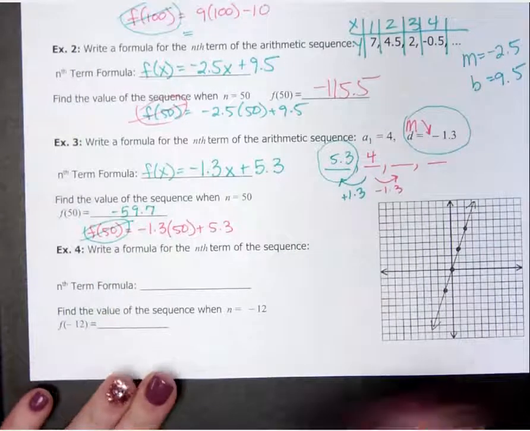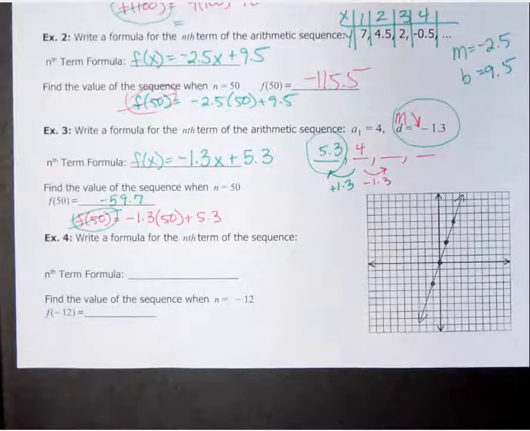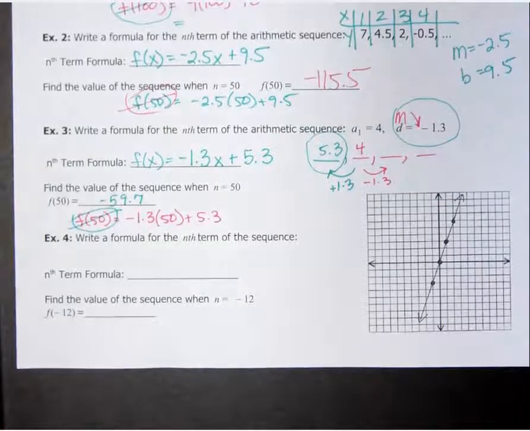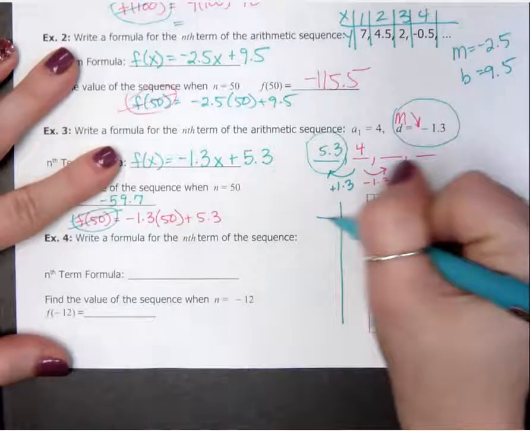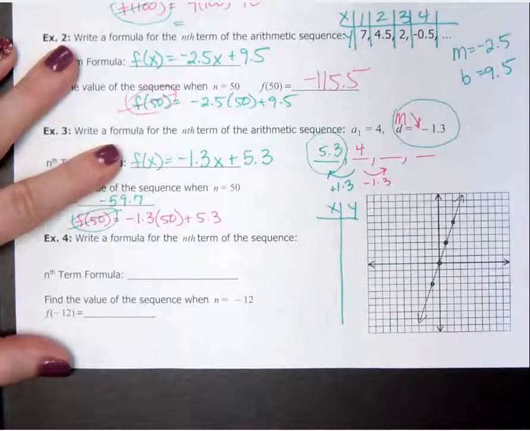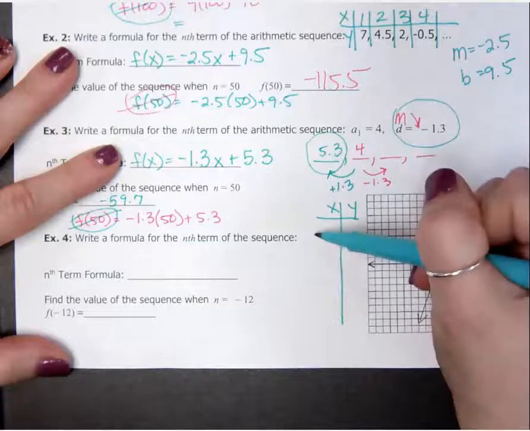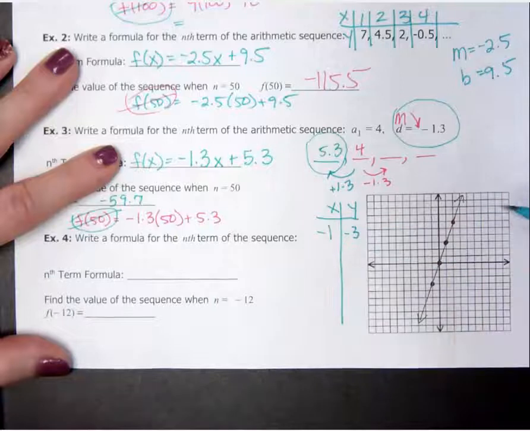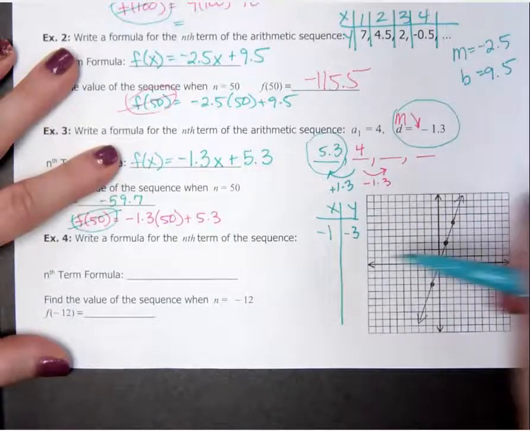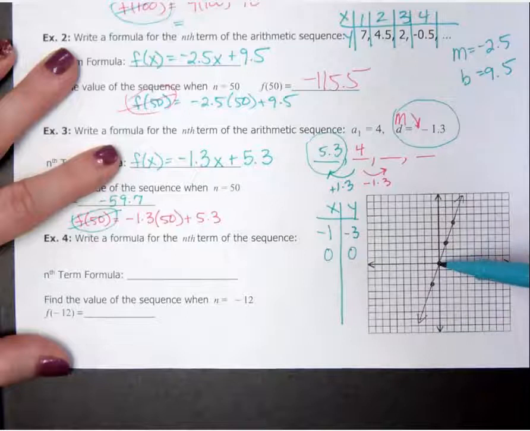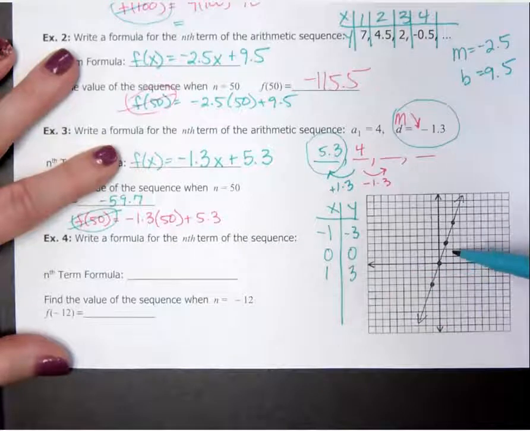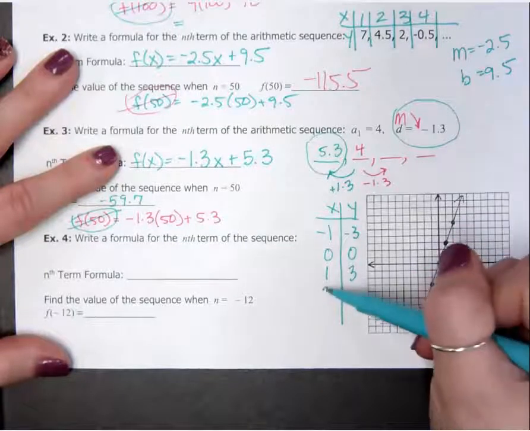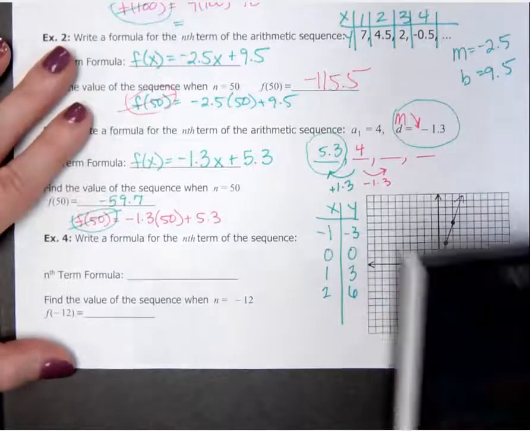Okay, last one on a graph. I don't have x or y values, so I'm actually going to have to create those myself. So this point is at negative 1, negative 3. This point is at 0, 0. This point is at 1, positive 3. And this point is at 2, 6. All right. Now this is a pretty straightforward calculator one.